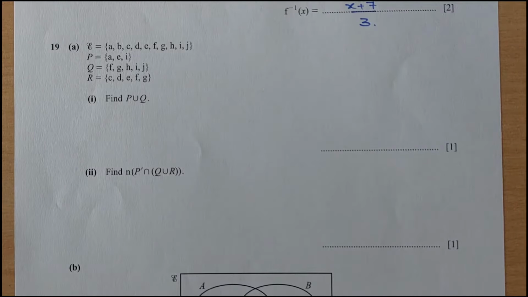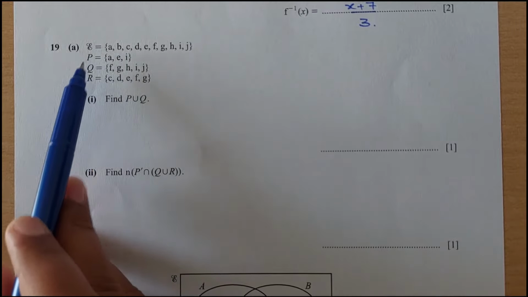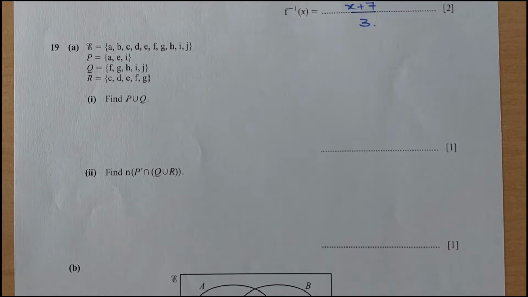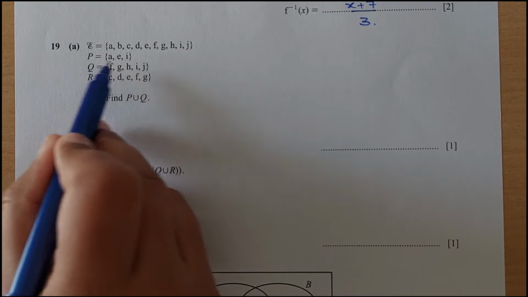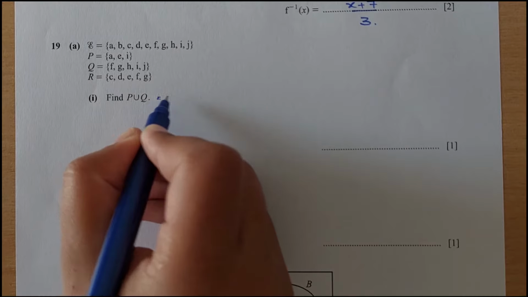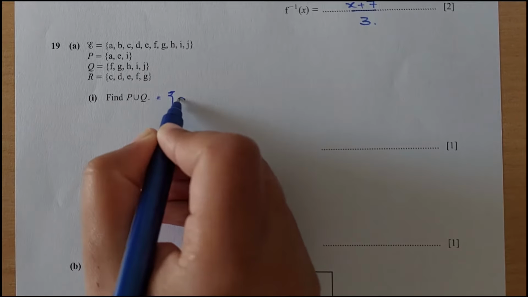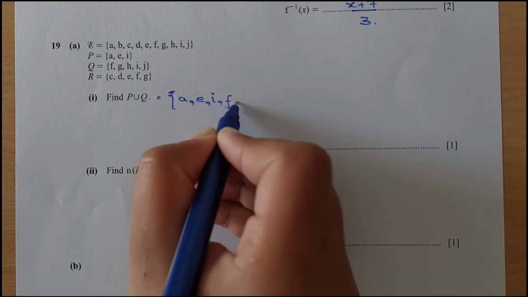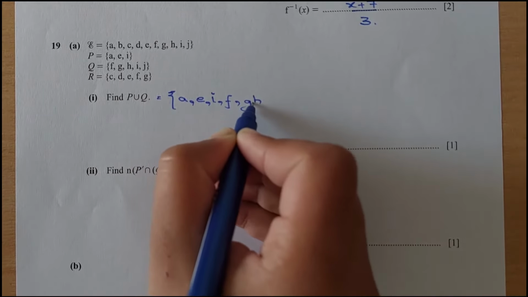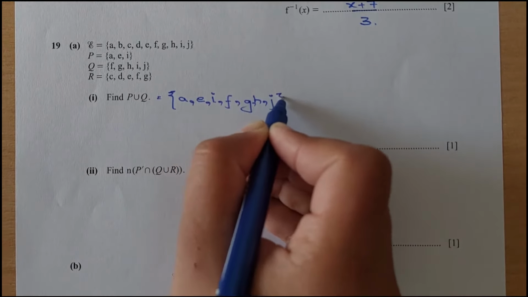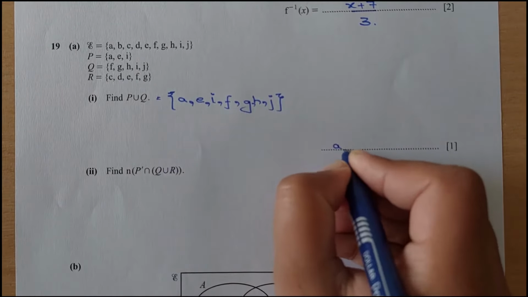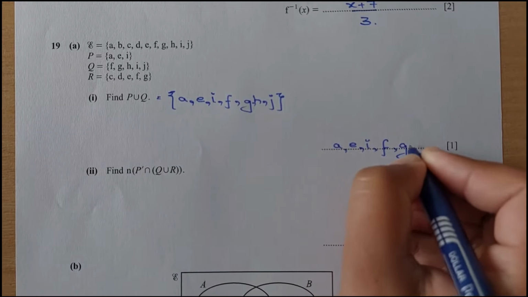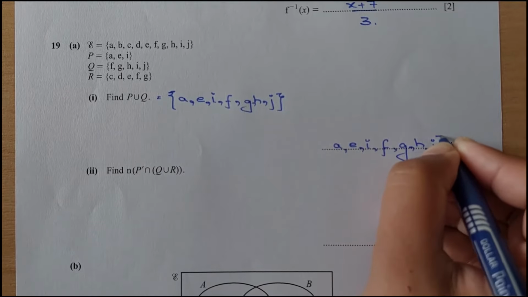Question number 19, in part A, we are given the universal set, set P, set Q, and set R. In the first part, we need to find P union Q. Okay, so we have P and we have Q. So let me find the P union Q. P has A, E, and I. And Q has F, G, H, we have used I already, and J. So the answer is A, E, I, F, G, H, and J.